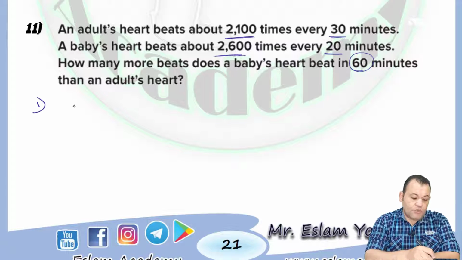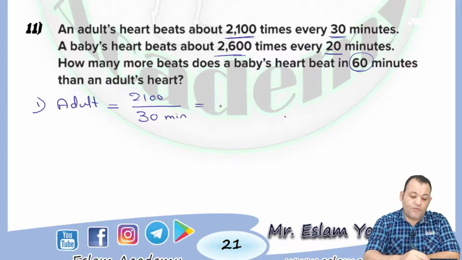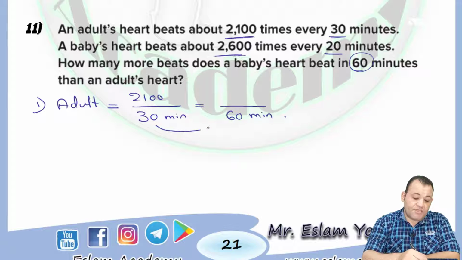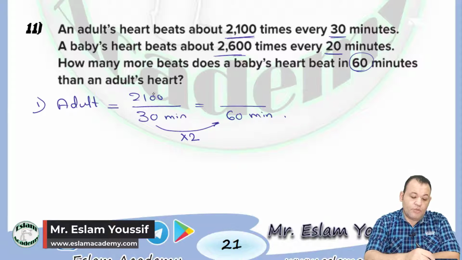So for the first part, we need to find for the adult. From the given we have here, 2,100 times for each 30 minutes. Now we need to find the number of beats for 60 minutes. Look at the relation between the fractions. For the first fraction, 30 becomes 60. That happens when you multiply it by 2. So when you multiply here by 2, it will equal 4,200 beats.